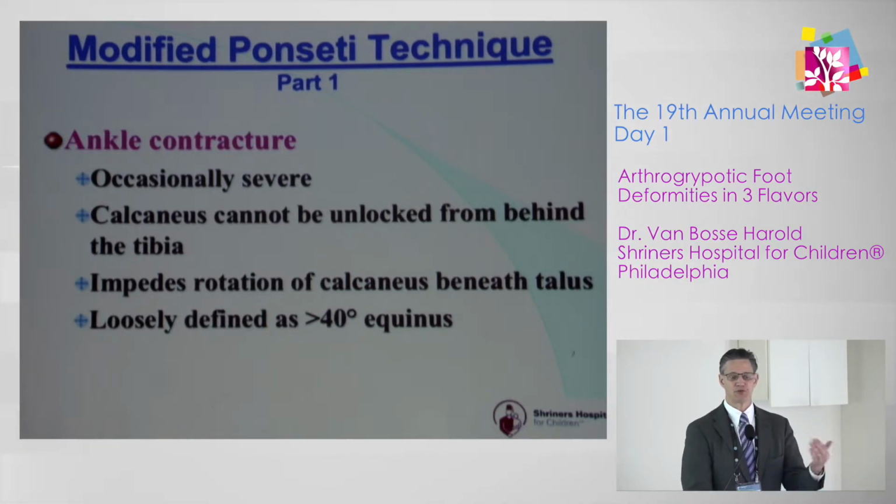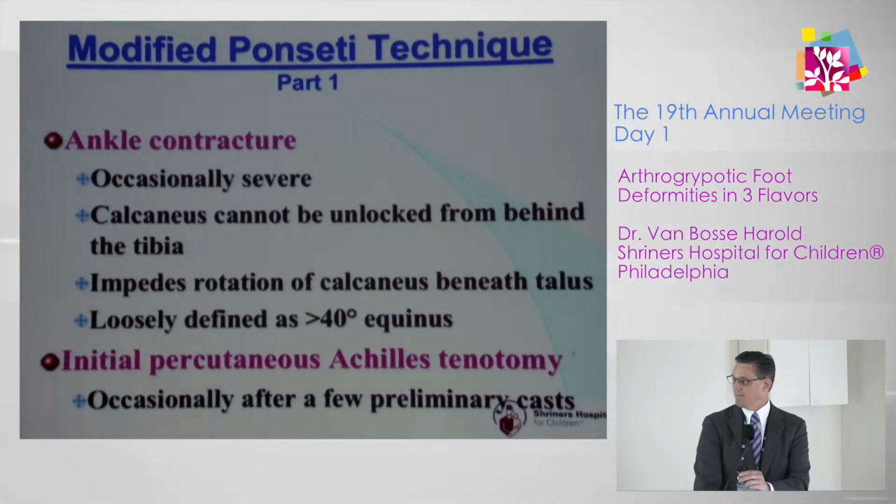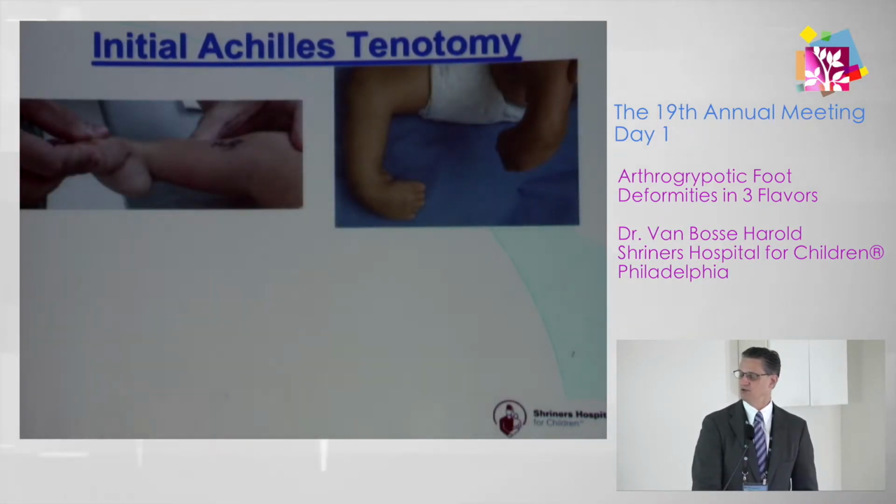But for anybody who's starting off treating arthrogrypotic kiddos, I would say this is a great way to do it: do your Achilles tenotomy first, and then do your correction, and maybe do another one at the end. Nowadays, sometimes we'll do a few casts and then do an Achilles tenotomy just to get the story going.